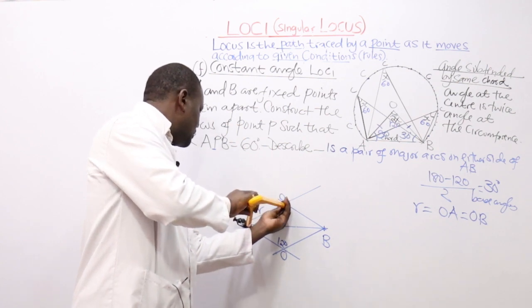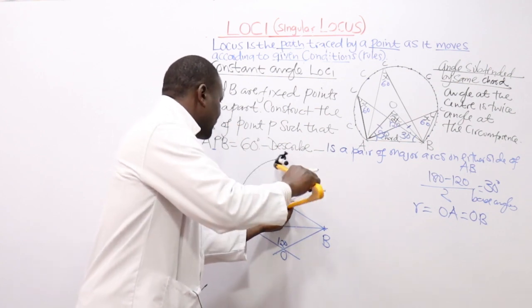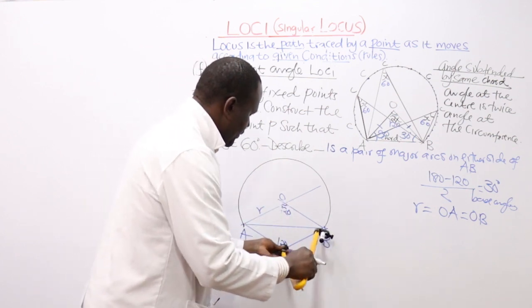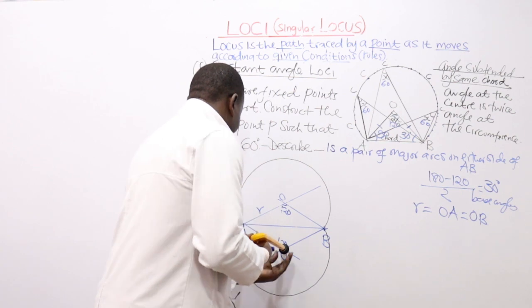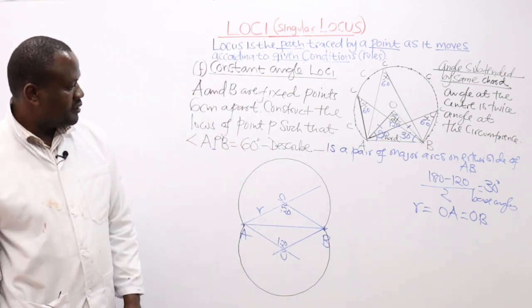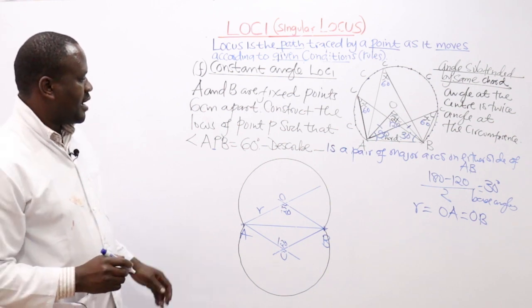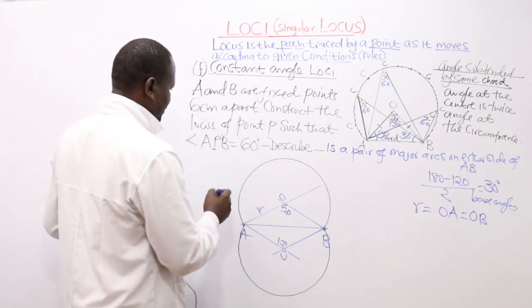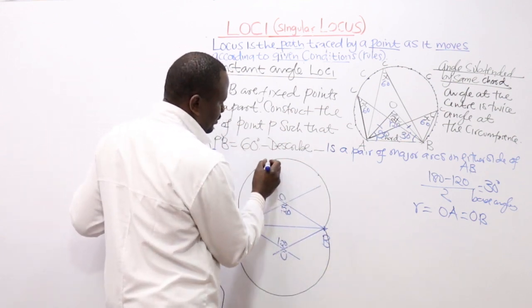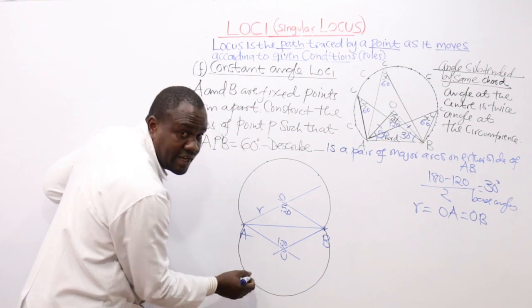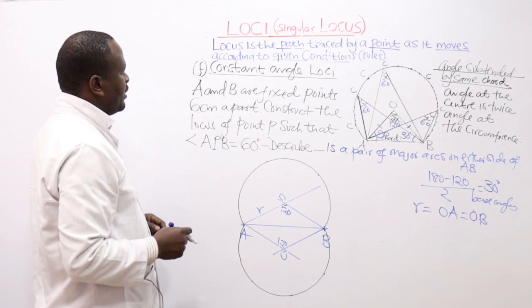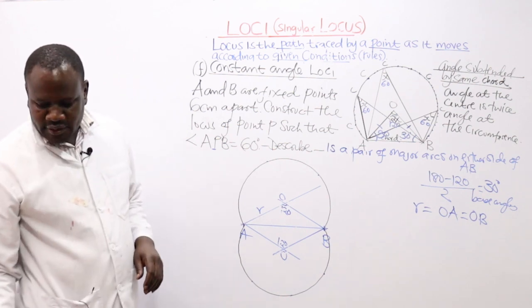Then we draw two major arcs on either side. Those arcs are the loci. So 60 can be anywhere along this circumference or arc. And that is how we get the constant angle loci.